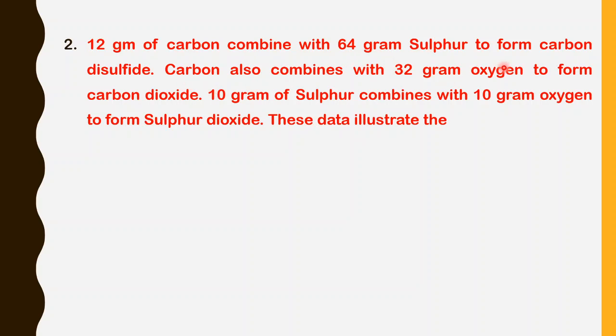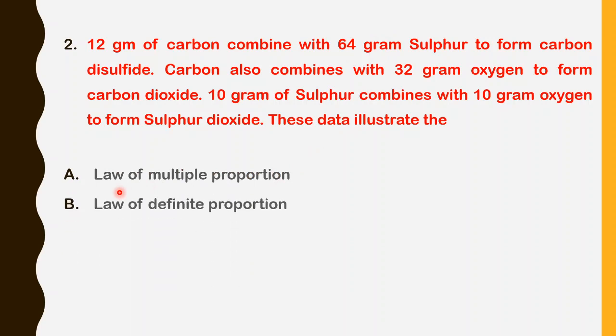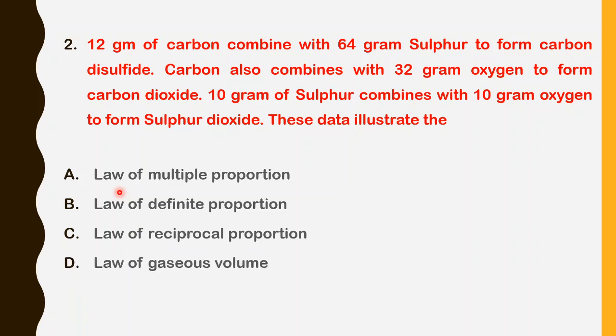Carbon and oxygen are combining in case number 2, while in case number 3, sulfur and oxygen are combining. Whenever you get certain data, as per our laws of chemical combination, which law does this data justify? The first option is law of multiple proportion, second option is law of definite proportion, third option is law of reciprocal proportion, and fourth option is law of gaseous volume.